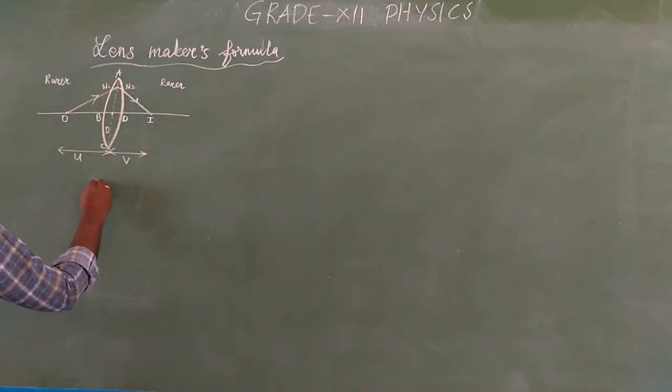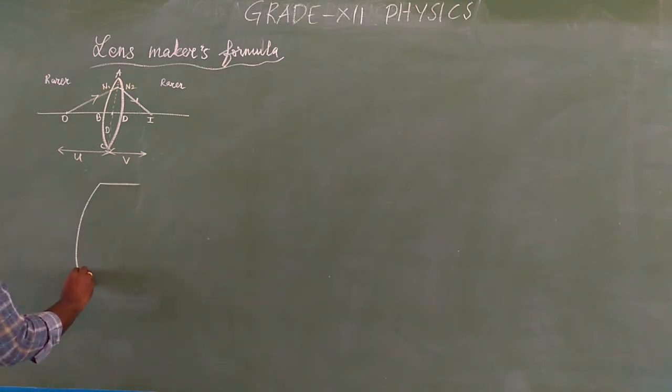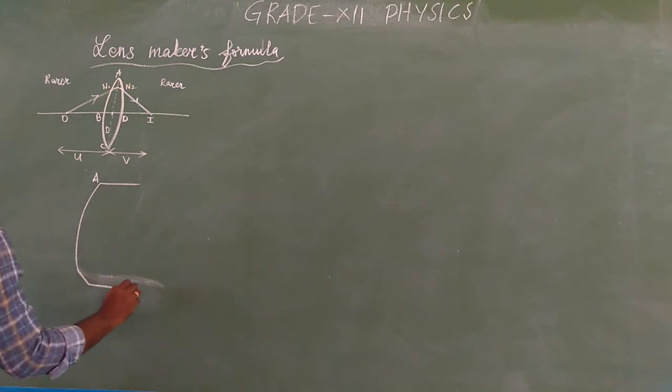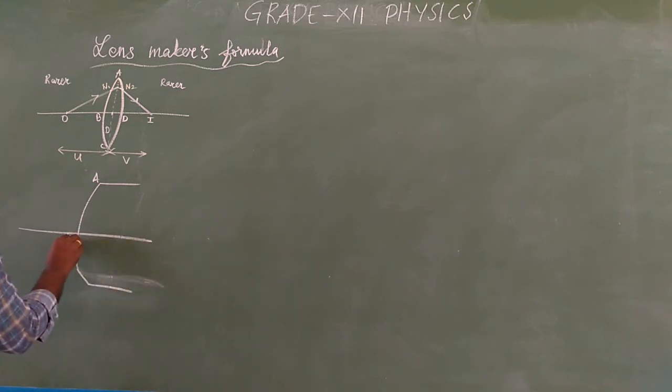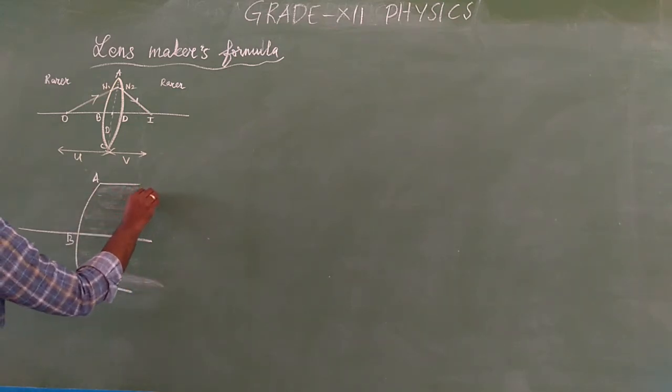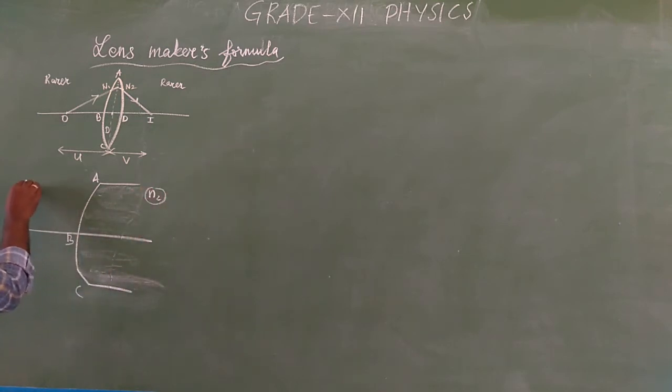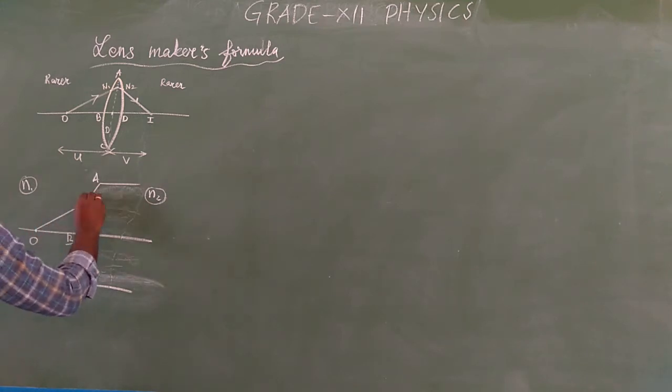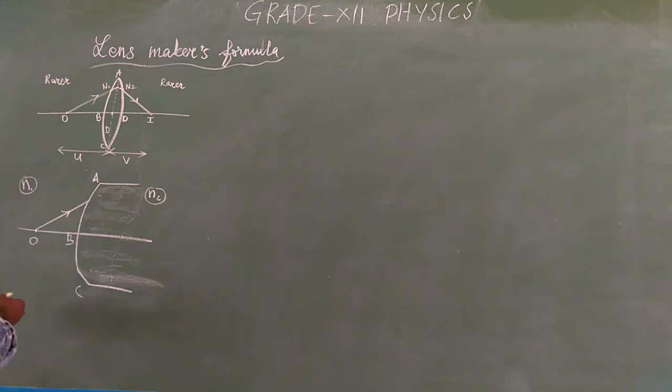The first spherical surface is ABC. These are all optically denser medium, and we will consider this N2. The light from the point object is coming from the optically rarer medium, that is N1. This is a point object, and from it the light is incident. From the point of incidence to the center of curvature C1 of the first spherical surface, we draw a normal. So this is a normal.